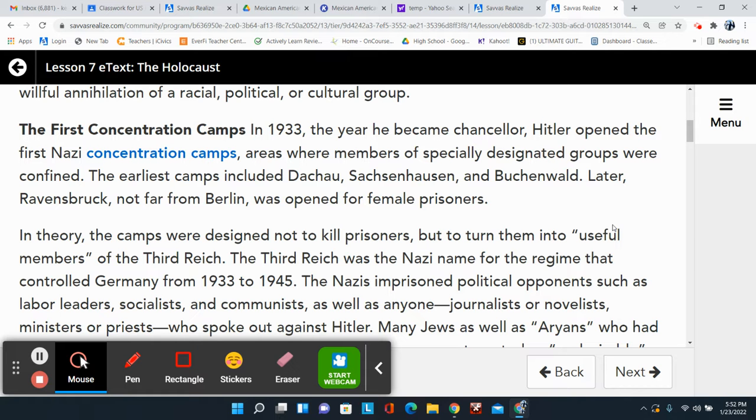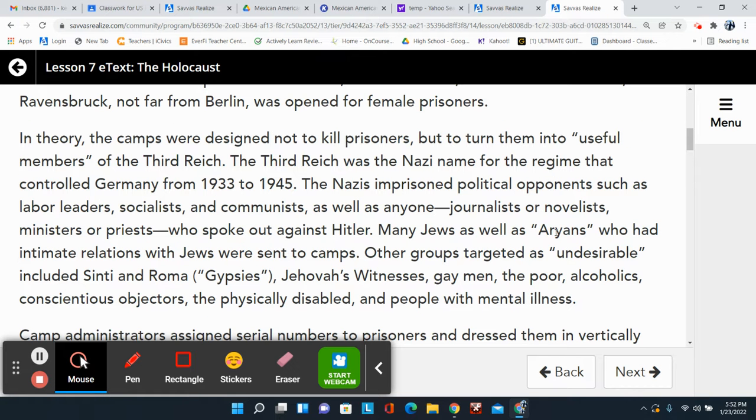The first concentration camps. In 1933, the year he became chancellor, Hitler opened the first Nazi concentration camps, areas where members of specially designated groups were confined. The earliest camps included Dachau, Sachsenhausen, Buchenwald. Later, Ravensbrück, not far from Berlin, was open for female prisoners. In theory, the camps were designed not to kill prisoners, but to turn them into useful members of the Third Reich. The Third Reich was a Nazi name for the regime that controlled Germany from 1933 to 1945.